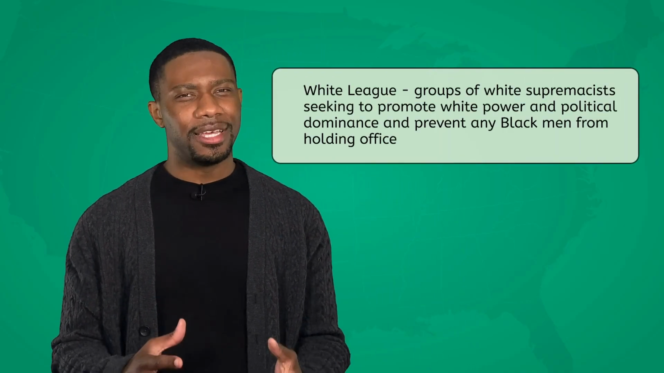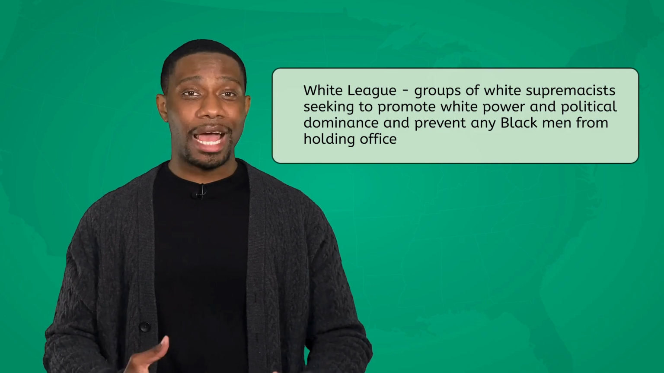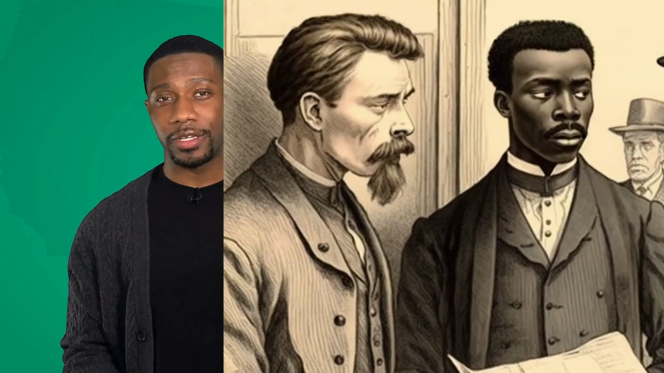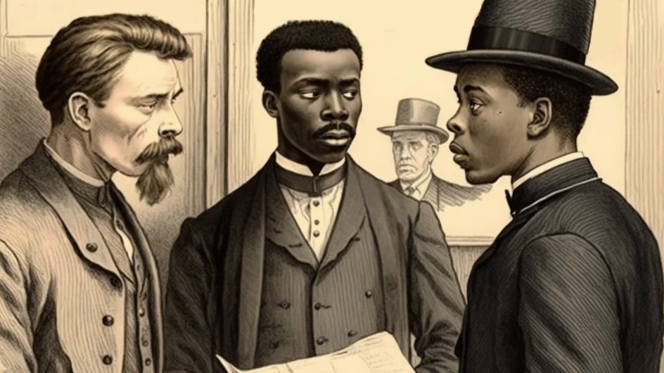White supremacists formed the White League, seeking to promote white power, to establish political dominance, and to prevent Black men from holding office. They monitored voters at polling stations to intimidate them. Now, this scared voters away from the polls because White Leaguers often attacked people they saw casting ballots for Republican candidates. White supremacist tactics prevented many Black people from voting and pushed white voters to support Democrats who opposed Reconstruction.